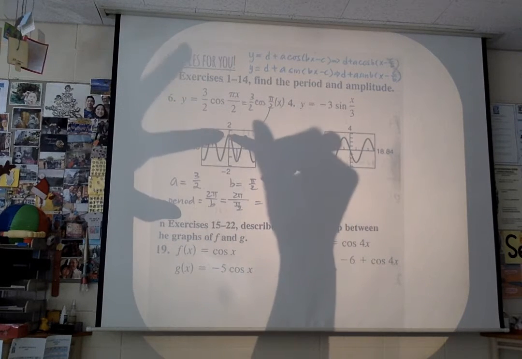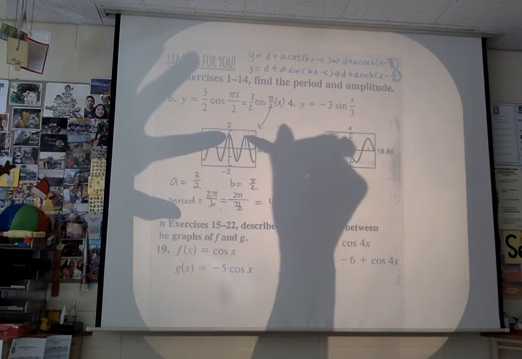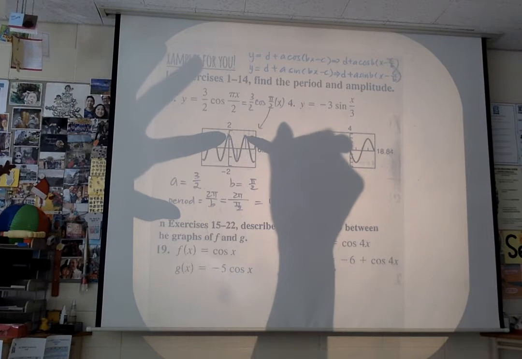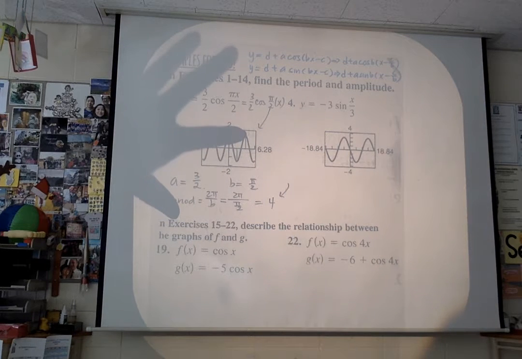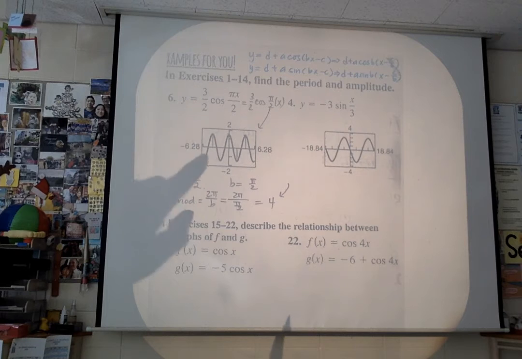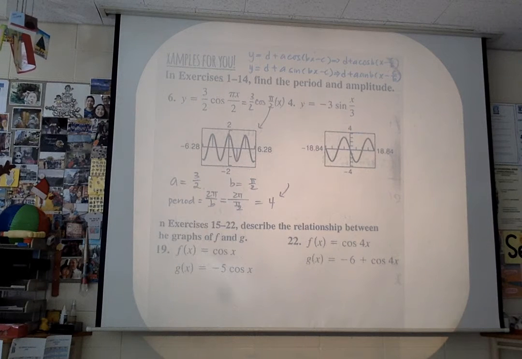This is a cosine graph, so it starts at the maximum. In order for us to get from max to max, it finishes at 4. Its distance is 4, from here to here. From this max to max, it's 4. From this max to max, what about this min to min? Its distance is 4, all right?